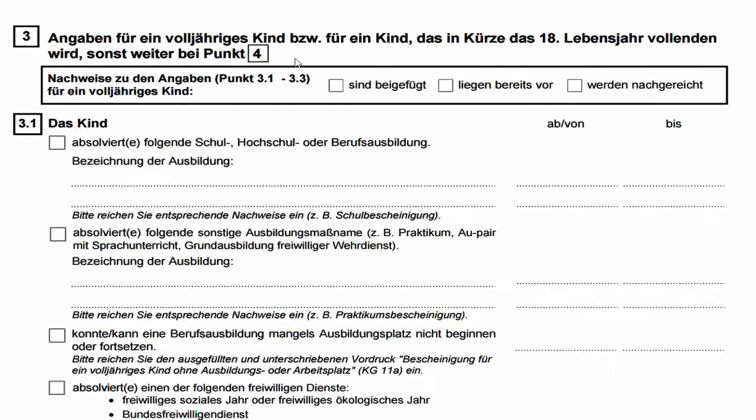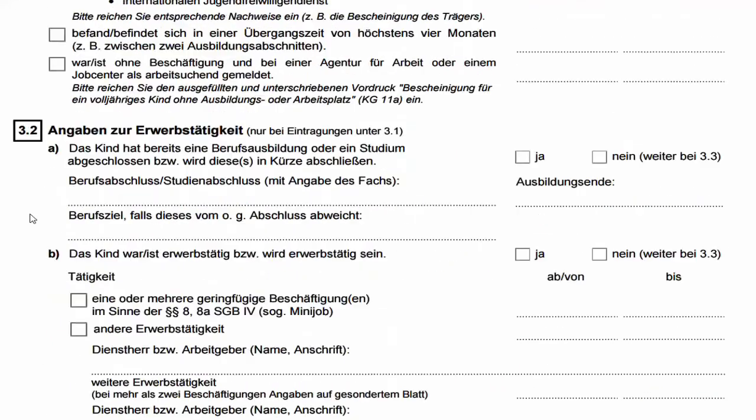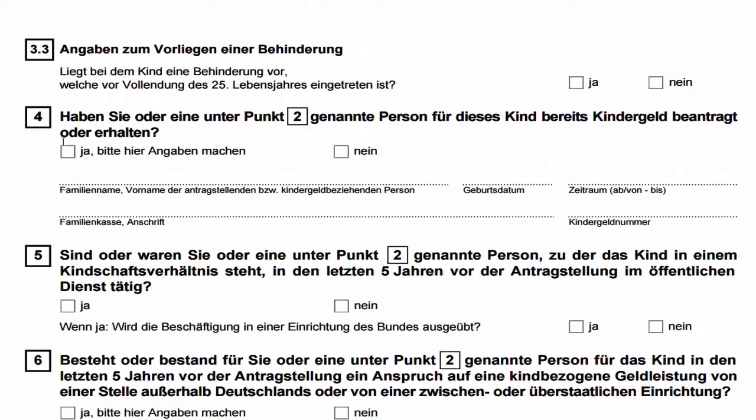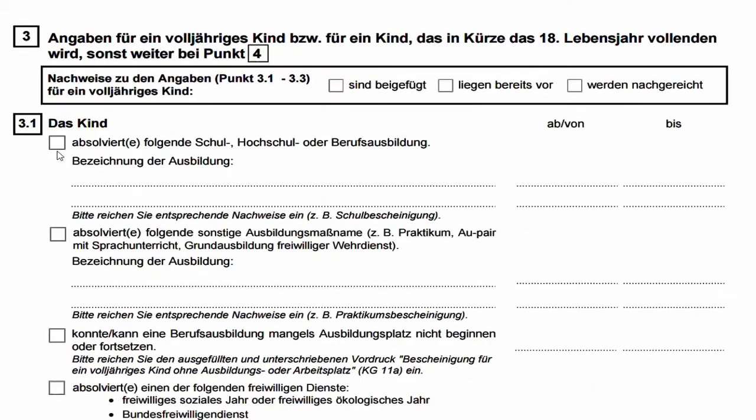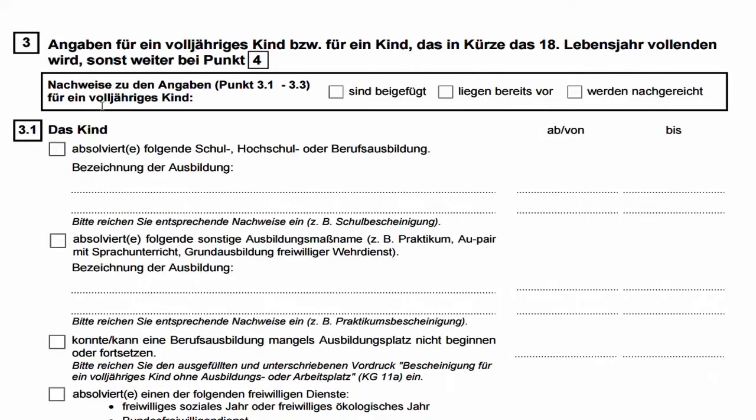If it is not the case, you ignore this part 3 and go to the next part, to part 4 here, and continue from this part. Anyways, I provide information about part 3 for you as well, because there might be some people whose children are in these ages, and this information might be important for them.